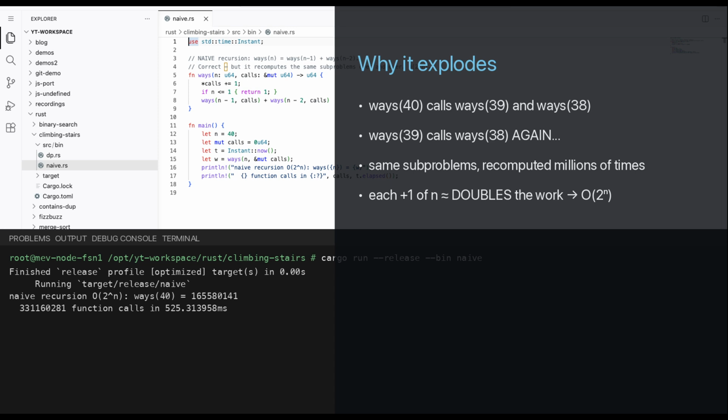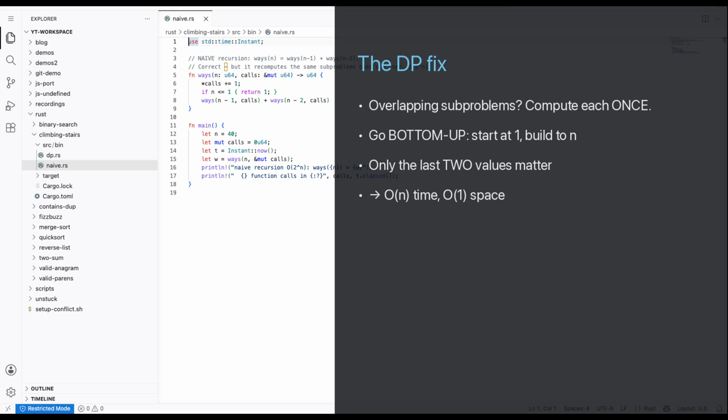That's O of 2 to the n. At n equals 50, this would take minutes. At 80, longer than your lifetime. The fix is the essence of dynamic programming. When subproblems overlap, compute each one exactly once.